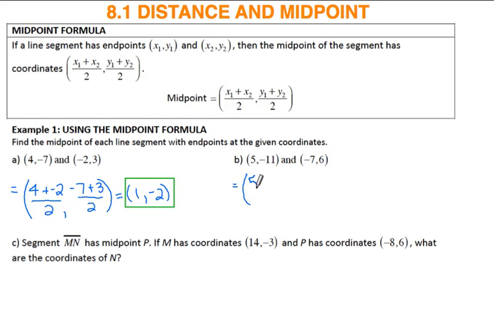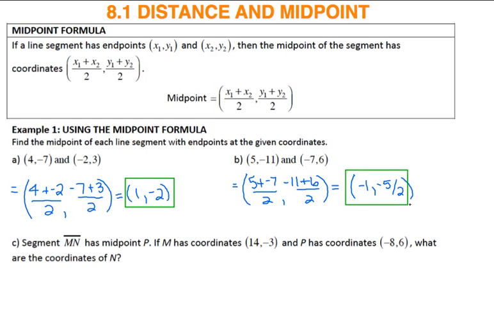So I'm going to go ahead and add my x-coordinates, divide by 2, add my y-coordinates, divide by 2. So my x-coordinate ends up being 5 plus negative 7 over 2, which is negative 1. Negative 11 plus 6 is negative 5 over 2. I'm going to go ahead and leave this as negative 5 halves. If you want to change that to a decimal, you can. It would be negative 2.5.